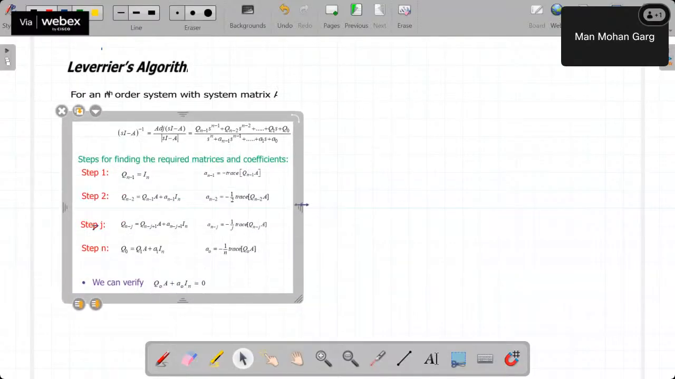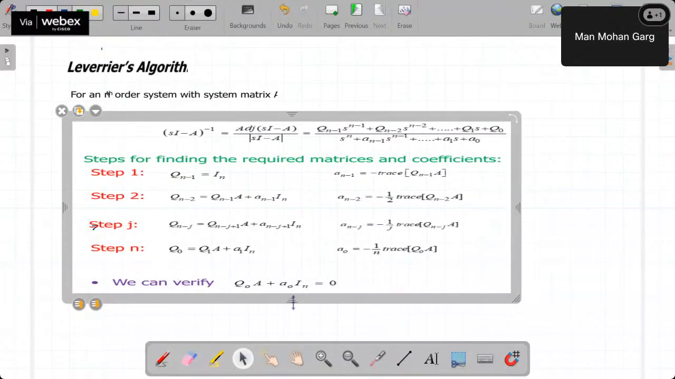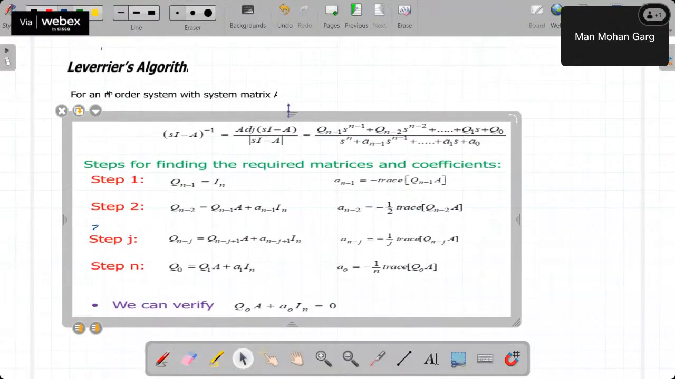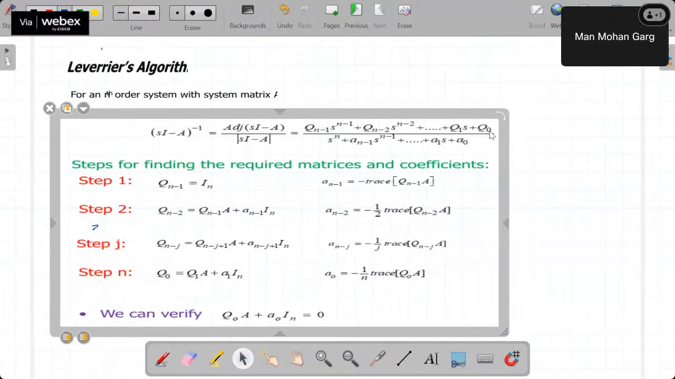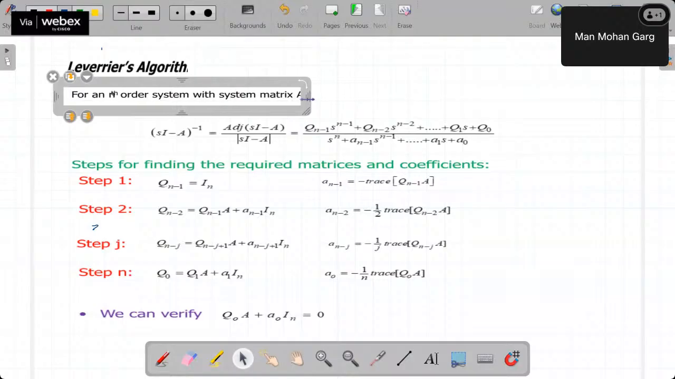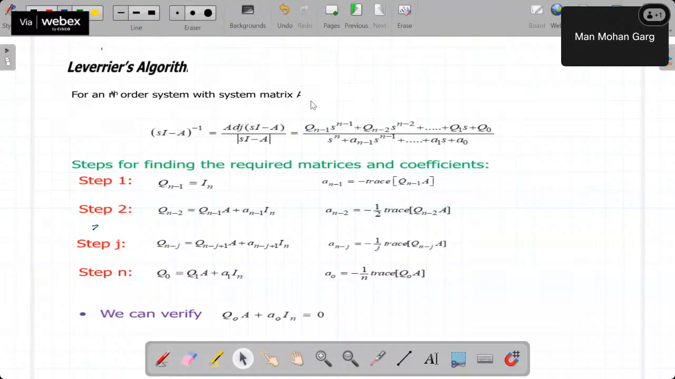I'll just explain this so it can be better visible. That's why I'm taking the text over here. Let's say we have an nth order system, and for this nth order system we need to obtain Si minus A inverse. That is the resolvent matrix. The conventional way is adjoint of Si minus A upon determinant of Si minus A. That we will not go for. What is the alternative way?